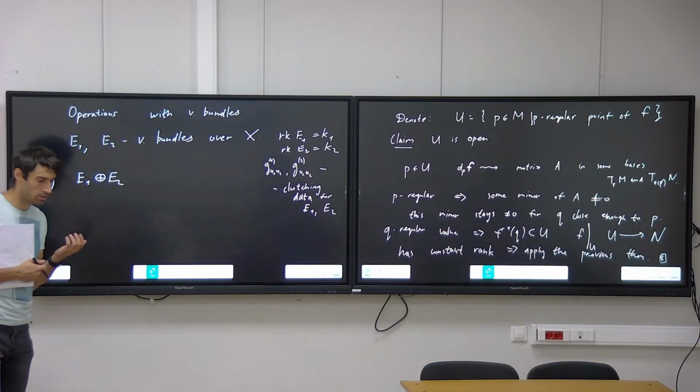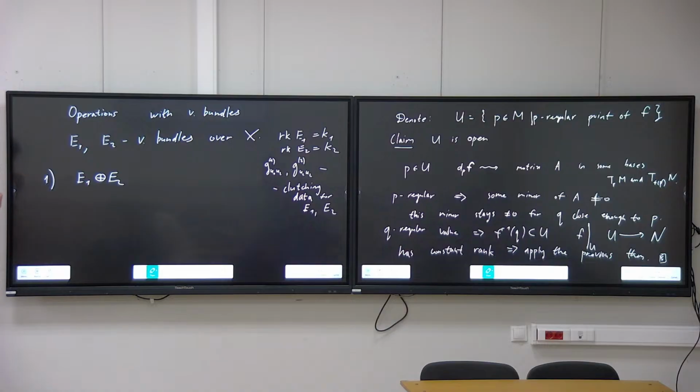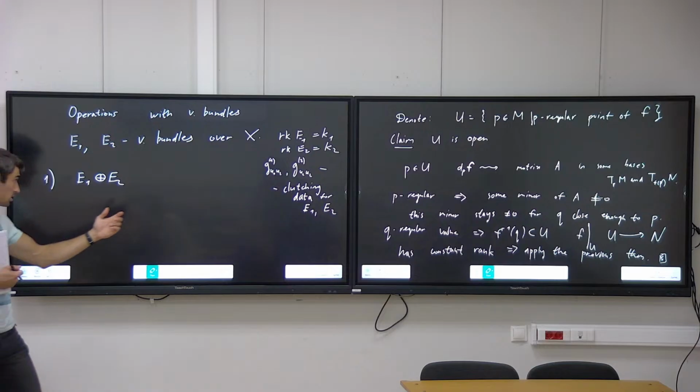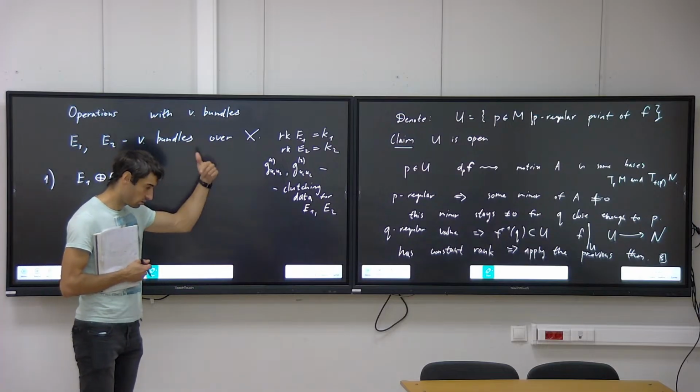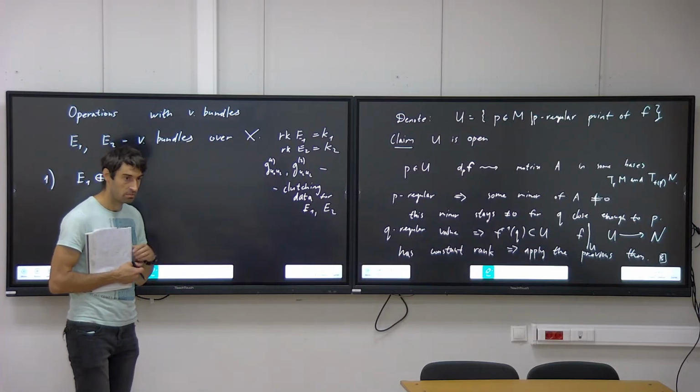So now to define a vector bundle, I need to specify its rank, and then define the clutching data, which will be from GL_n. So these g's, which are functions, map to GL_k, where k is the rank, right?